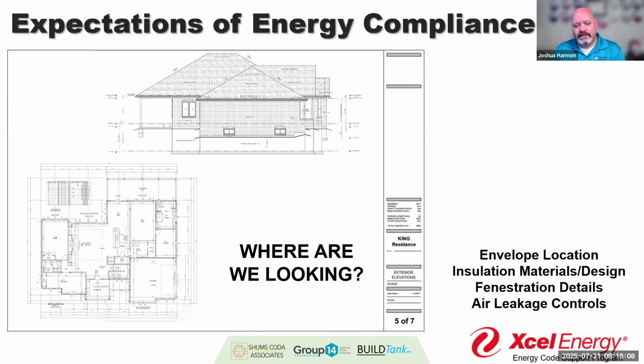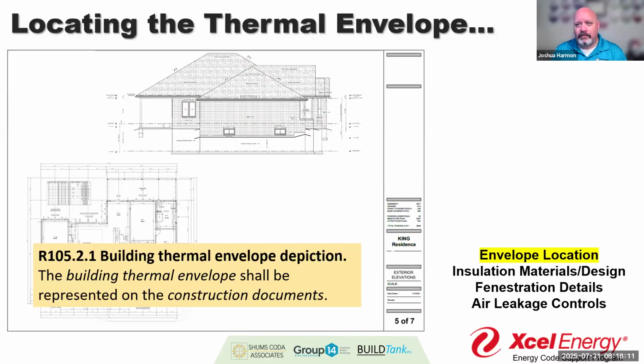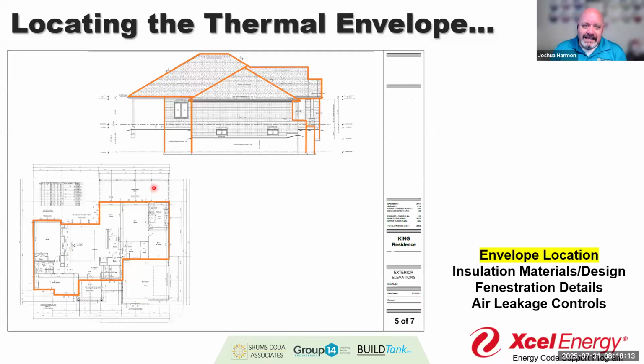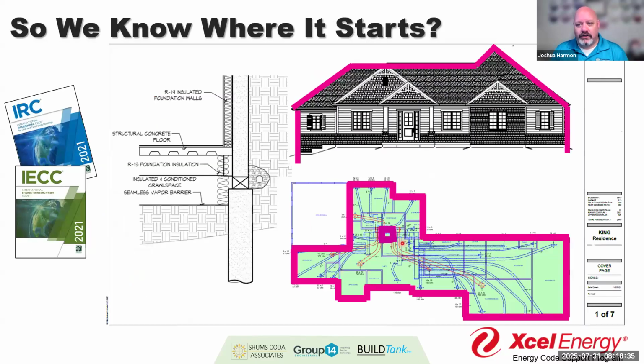Again, the code provides us some direction on locating the thermal envelope. Designating it on those plans is critical. I go into a lot of plans and really hit this big: proper designation and depiction is critical to me understanding what is part of that system, especially when you get into some larger designs, because it could impact where we put mechanical equipment or how we see that continuity, so that we know where everything starts.